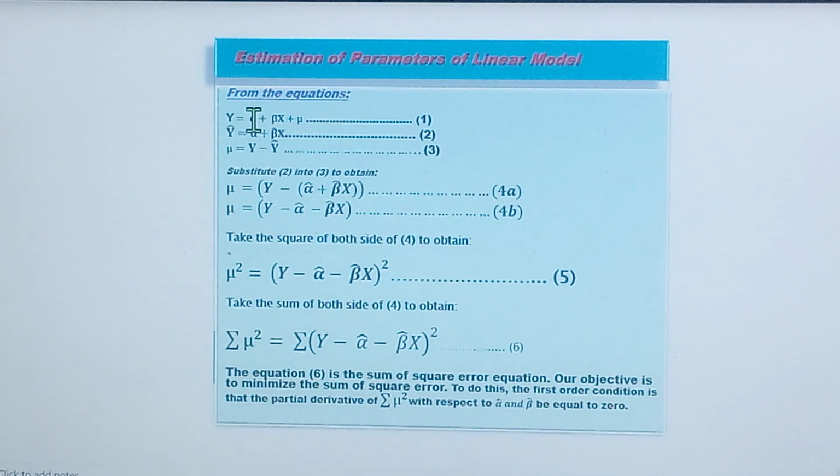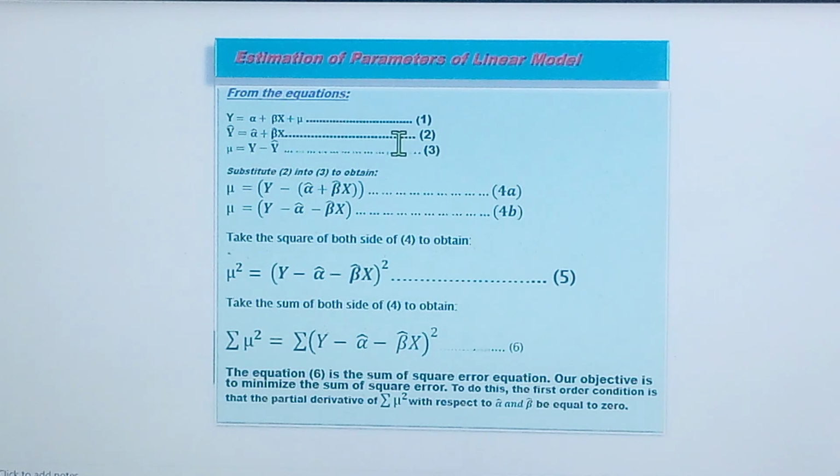You can choose b0 and b1 in place of alpha and beta. You can choose b1 and b2 in place of alpha and beta. All the Greek letters that you are familiar with can be used in your own analysis.